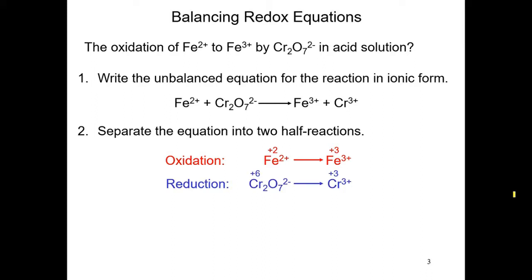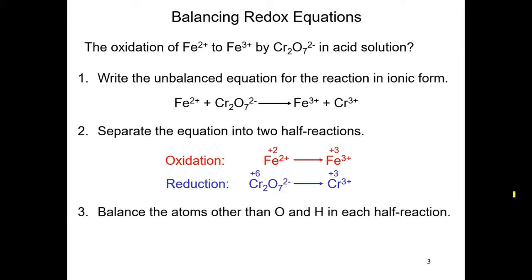Now, our next step is going to be to balance out all of the atoms that are not oxygen and not hydrogen. We're going to balance oxygens and hydrogens in a peculiar way, so we start out with the other atoms. In this case, the iron is already balanced. There's one atom on each side. However, for the reduction half reaction, there's two chromiums on the left and only one on the right. So we'll balance that by putting a coefficient of 2 next to the chromium 3 ions on the product side. Okay, give you a chance to catch up and write those out.